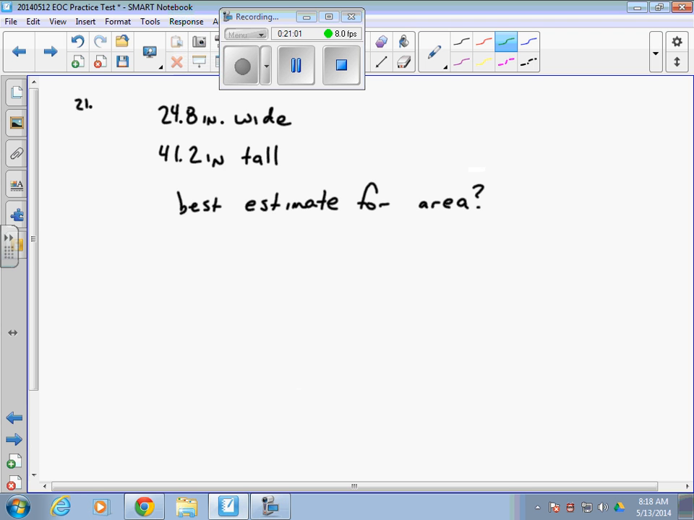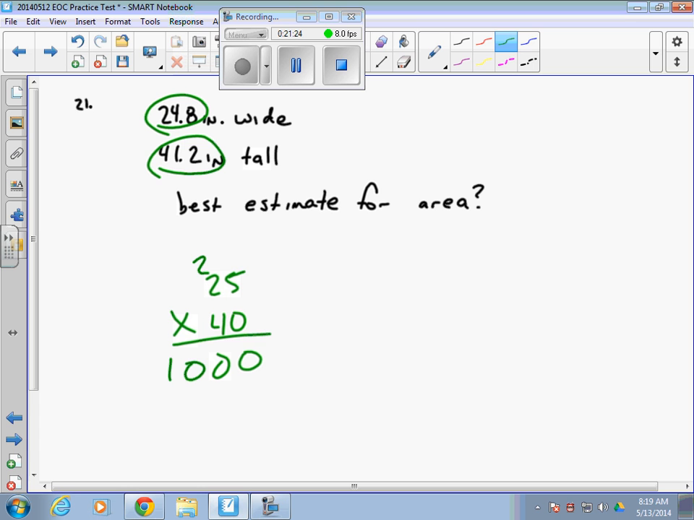Number 21 says, Skip wants to estimate the area of a rectangular window. It measures 24.8 by 41.2 inches. What's the best way to estimate the window? Well, call 24.8 25 and call 41.2 40. 25 times 40: 4 times 5 is 20, 4 times 2 is 8, plus 2 is 1,000. So 1,000 square inches. That's the estimate.